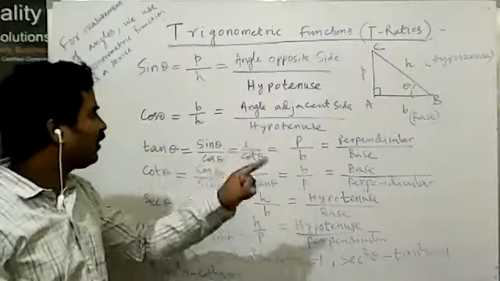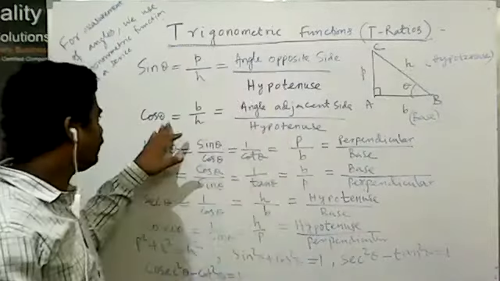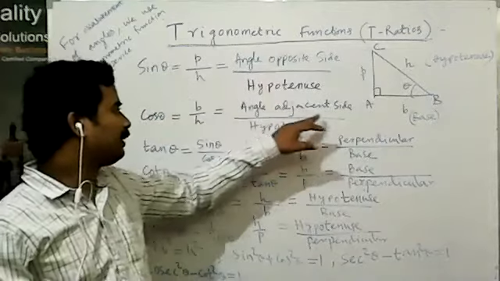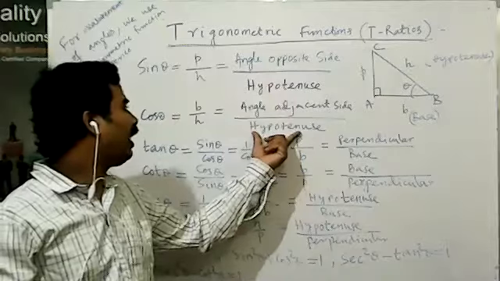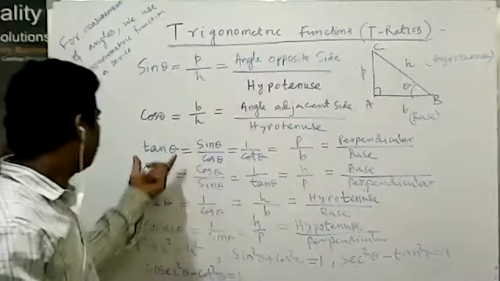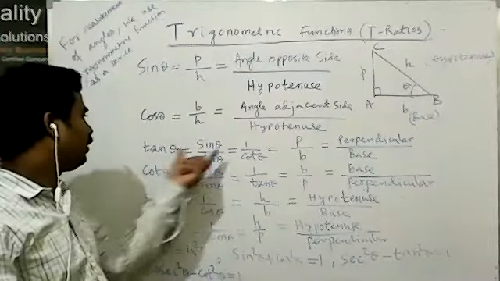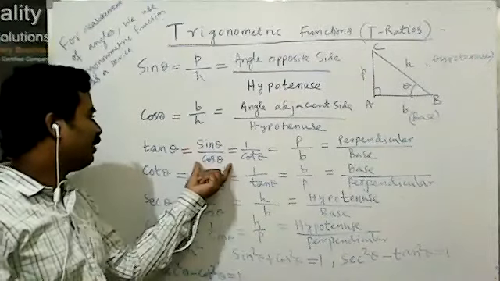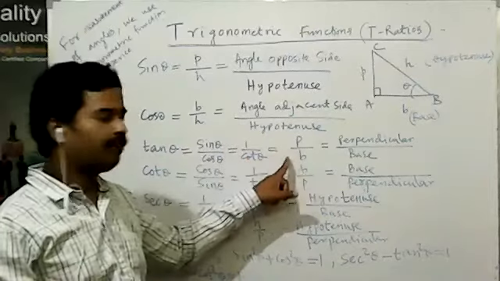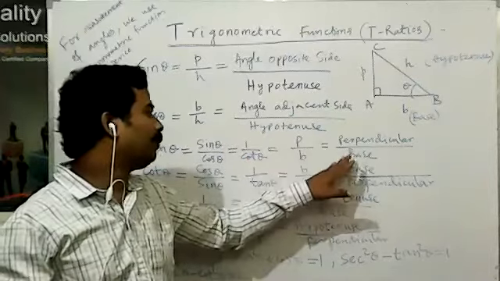From that triangle, Pythagoras derived that cos theta is equal to B by H, that is equal to angle adjacent side divided by hypotenuse. B means base, H means hypotenuse. Similarly, tan theta is equal to sin theta by cos theta, that is equal to 1 by cot theta, that is equal to P by B, means perpendicular by base.